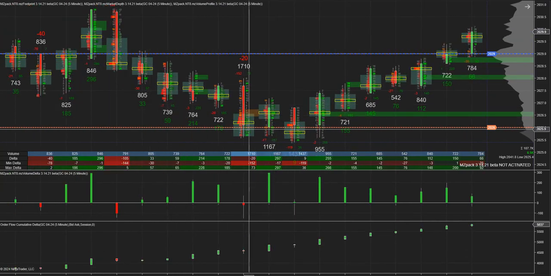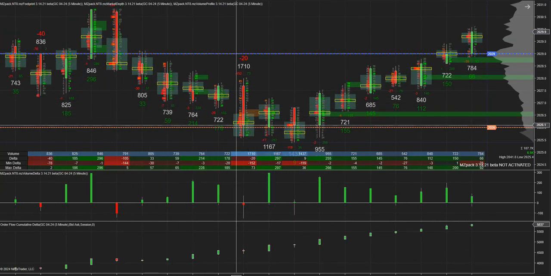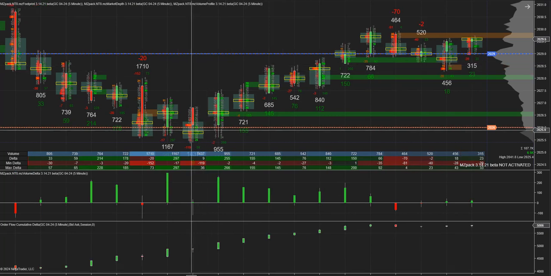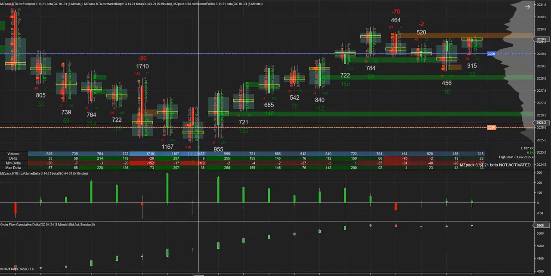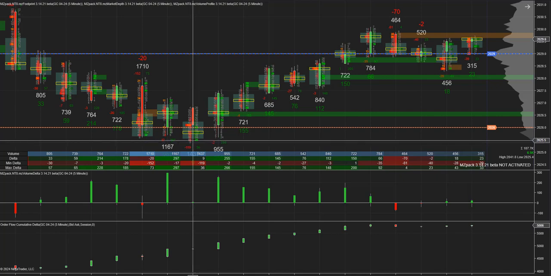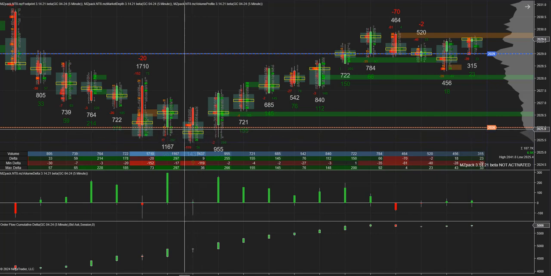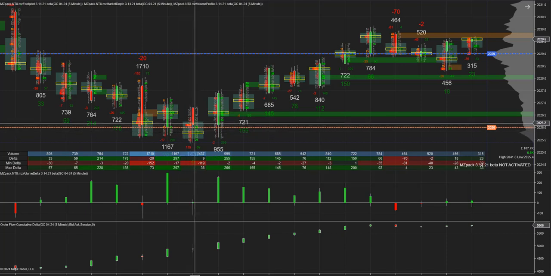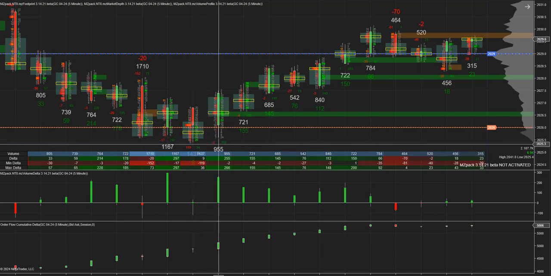Seeing these positive deltas, it's not just one candle, guys. Four candles in a row, it's positive. And take a look at this one. It is a bearish footprint, right? But you only get 5 contracts traded at the low. The candle closes above the POC. 144 contracts got traded on the bid side, and yet the market did not move down.